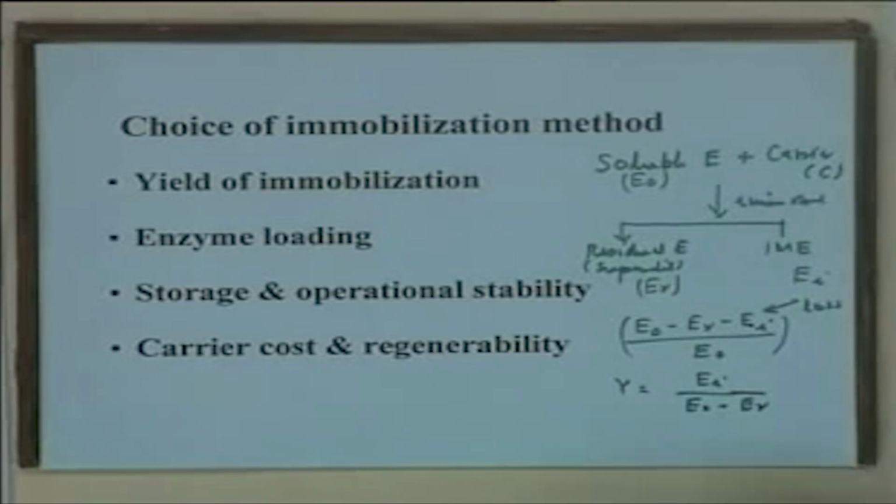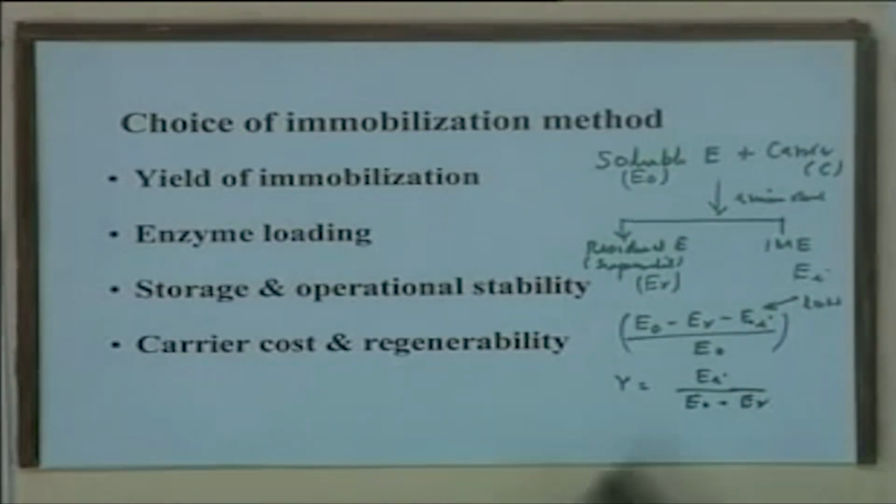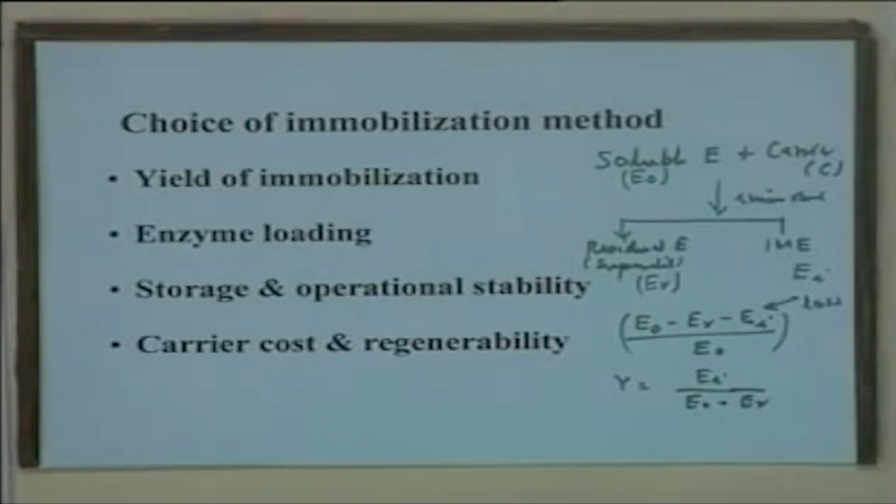to put them in the form of an expression, that while we talk of yield, we must keep in mind the residual activity in the supernatant. It is not on the total enzyme, because part of the enzyme has been recovered in the supernatant, which if desired can be recycled, and therefore the yield will be the activity which is recovered in the immobilized form divided by E0 minus ER in the residue.